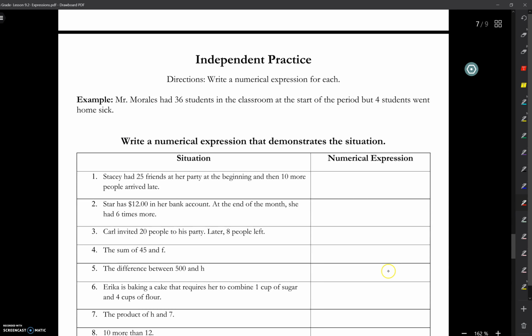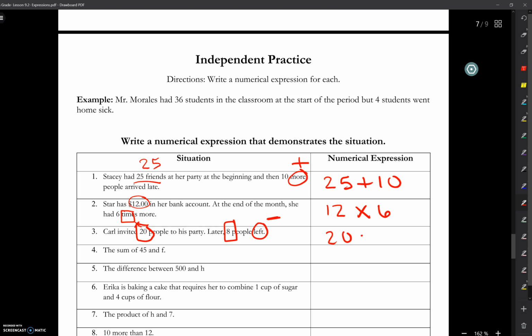And then you're going to move on and create the numerical expression for these situations. Now it says Stacy has 25 friends. So we know 25 is one of the numbers. At her party, at the beginning, and then 10 more arrive, which means add. So we would have 25 plus 10. Star has $12 in her bank account. So we know that this is one of the numbers. At the end of the month, she had 6 times. Times means multiplication. So it would be 12 times 6. Carl invited 20 people to his party. Later, 8 people left. Left means subtraction. We have our numbers, so it'd be 20 minus 8.